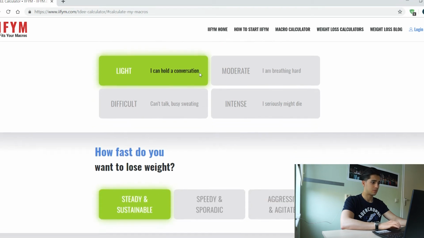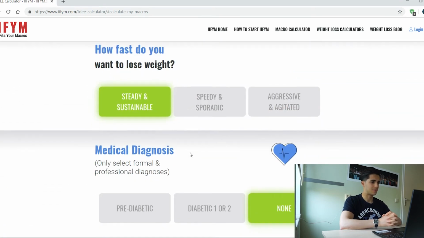So, how fast do you want to lose weight? What I really recommend, if you have a lot of fat to lose, like 60 kilograms or 30 or whatever, I would go for aggressive because your body can still handle that. But I don't really have a lot of weight to lose, so I will do steady and sustainable so I can maintain the muscle mass that I built up during my bulk. I don't want to lose muscle mass, I want to lose fat. But as a natural lifter, you can't get around a little bit of muscle loss and strength loss, unfortunately.